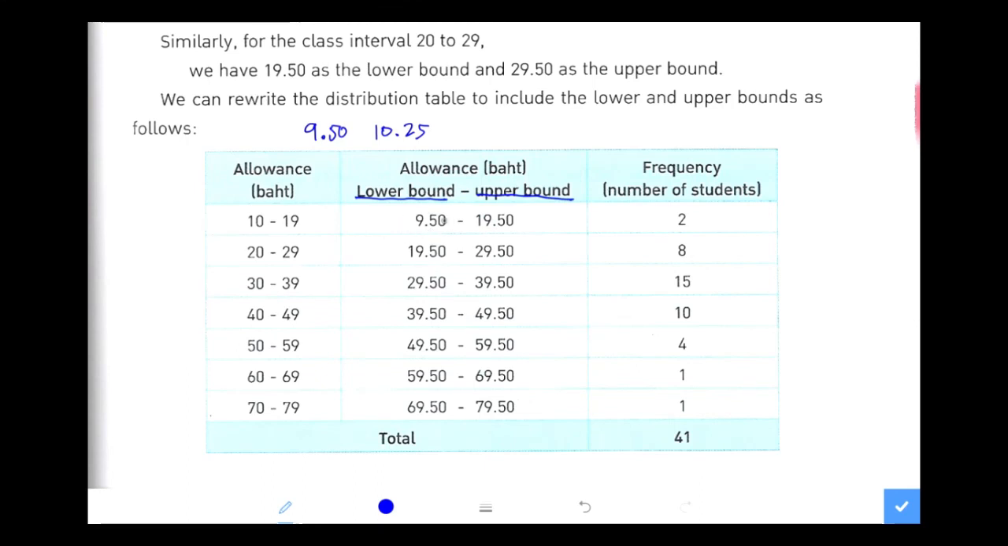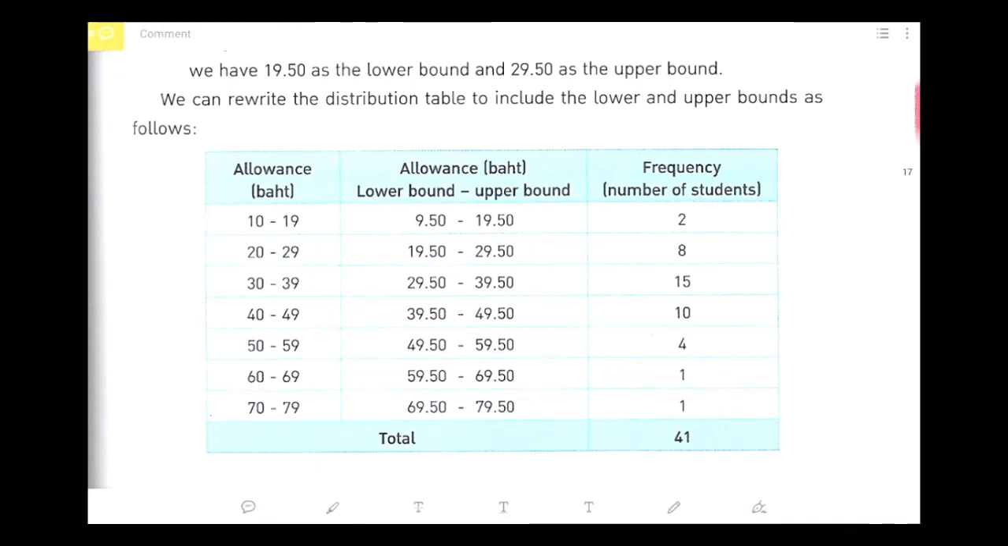So when you have decimals, you may see your class interval like this, but you have to consider 0.5 there. We call it the boundary. Okay, so this one is very easy, right?